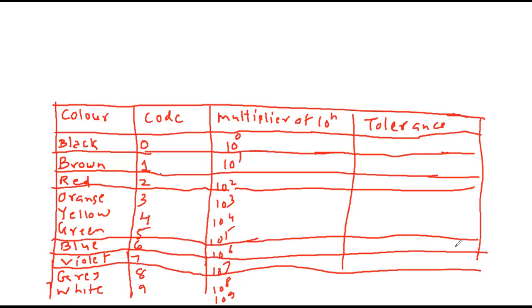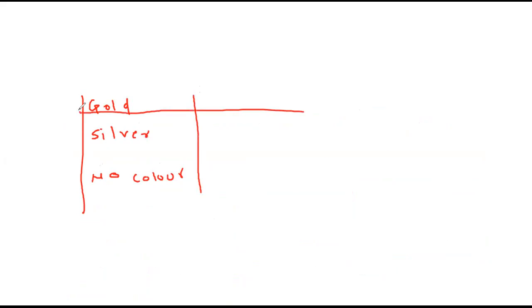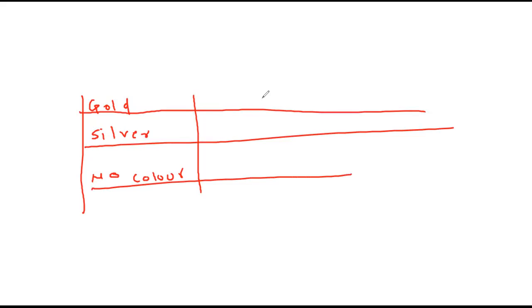Okay, everybody has done these columns. 3 more lines you have to extend further. Gold, silver, no color. Then directly we come to the tolerance column. Code, multiplier, tolerance. This is plus minus 5%, plus minus 10%, plus minus 20%. Then example we are seeing.